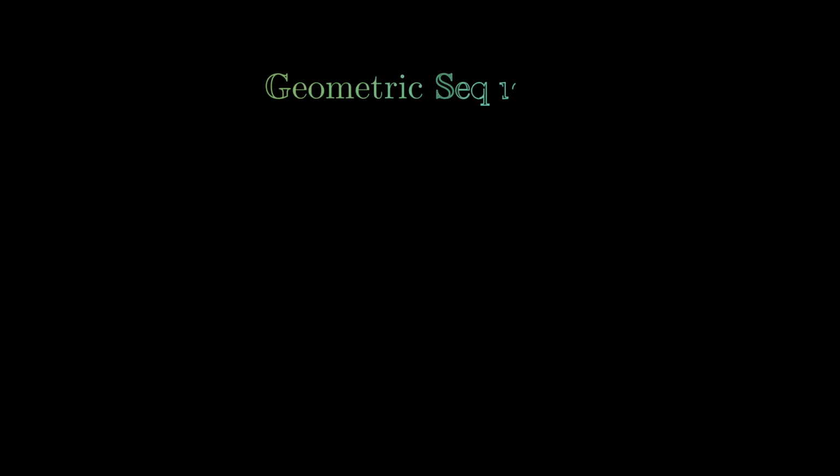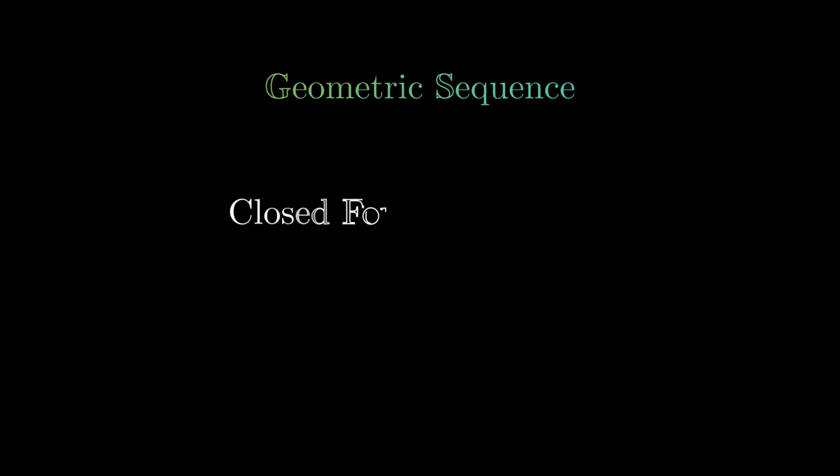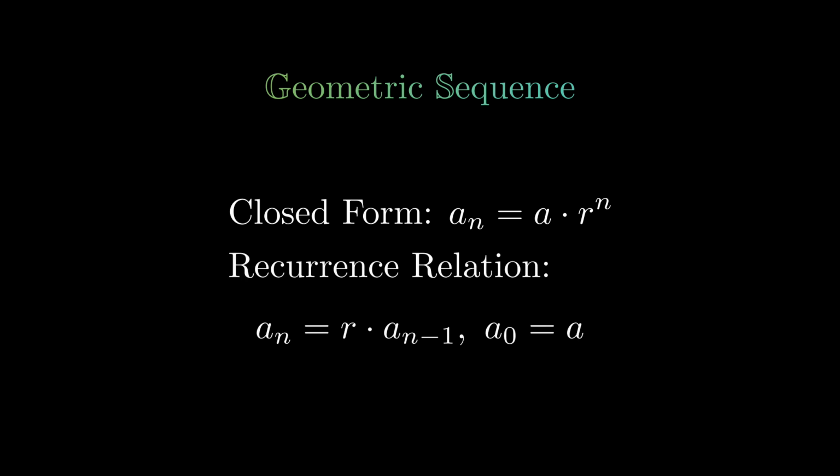A geometric sequence is a sequence of numbers where each term after the first is found by multiplying the previous term by a fixed, non-zero number called the common ratio r. The nth term of a geometric sequence can be expressed directly as the first term times r to the power of n. It can also be defined recursively, where the initial term a0 is equal to a.